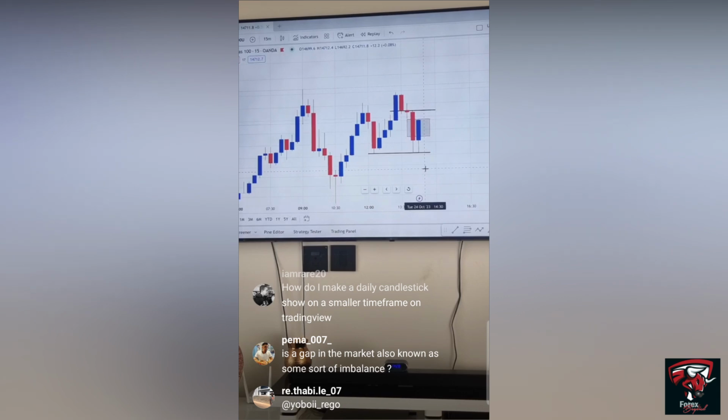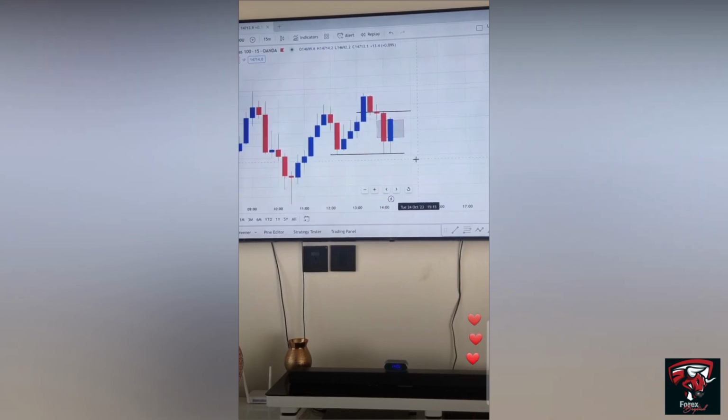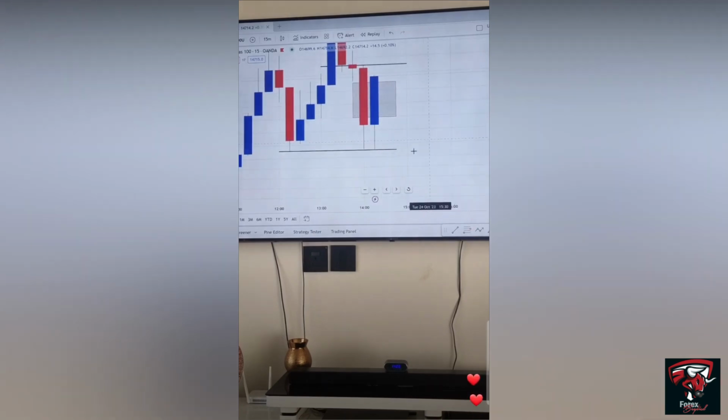So remember, price took out that high, taking out the low. Okay, let's turn off the. Okay, so obviously now it wants to take out that high. Why? Because the price took out the low.